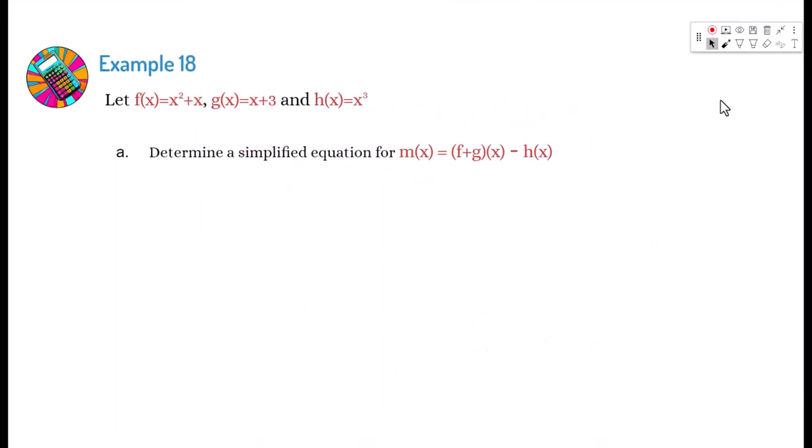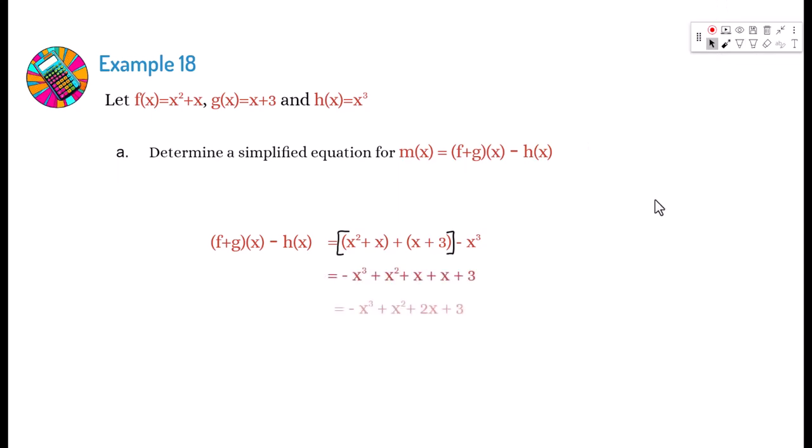Okay, let's move on. Let f of x equals x squared plus x, g of x equals x plus 3, and h of x equals x cubed. Determine the simplified equation for m of x equals f of x plus g of x minus h of x. Wow, that's a lot. So when we put it all together, we substitute the functions in. We could have, if we wanted to, added some little brackets right here. Not completely necessary, but we could have done that.